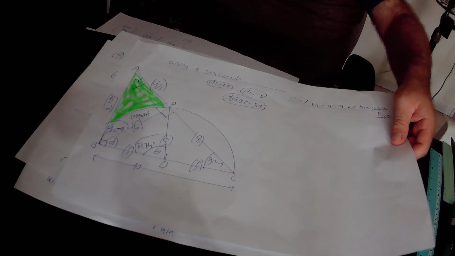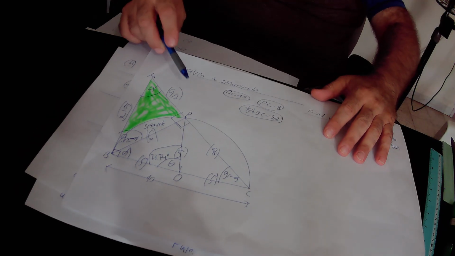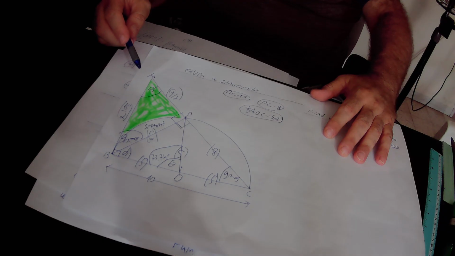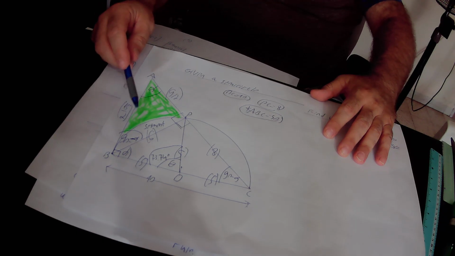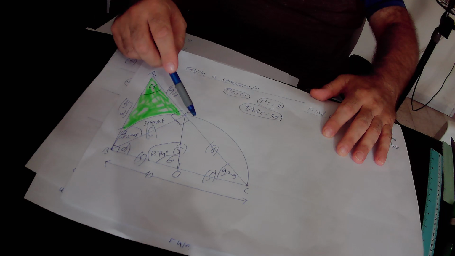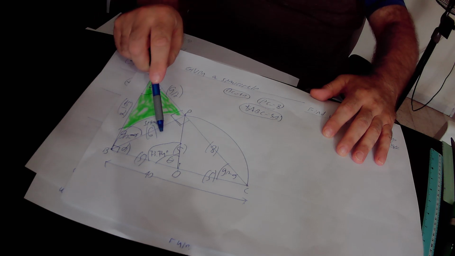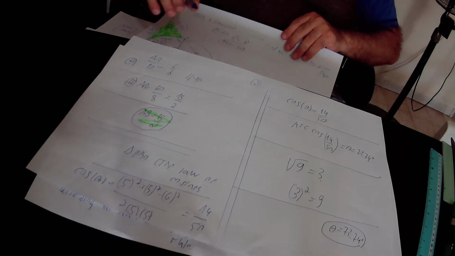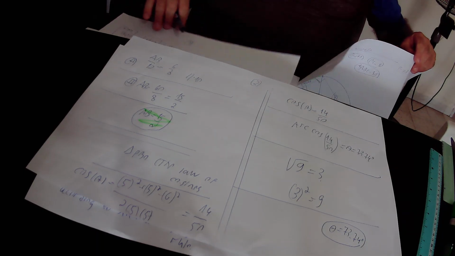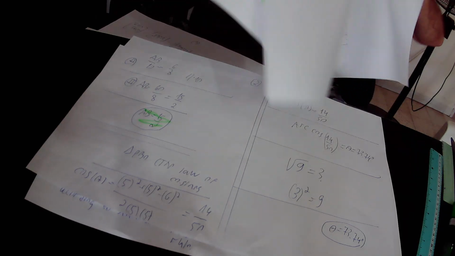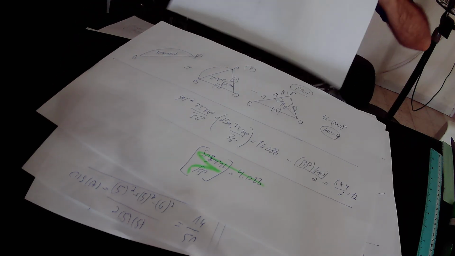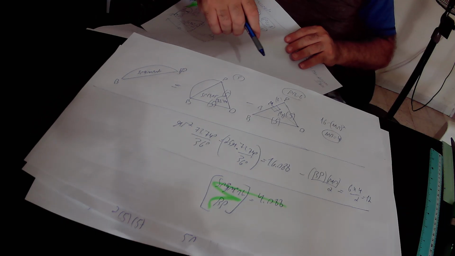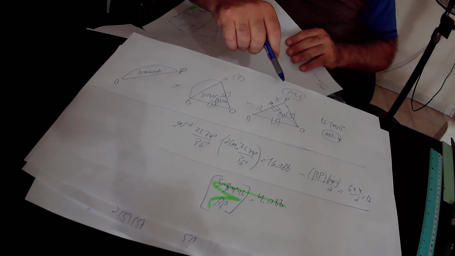Okay, so the next step, we find the area of this segment BP. From the drawings, it's very easy to see that the area of segment BP is equal to the area of sector BOP minus the area of triangle BOP. The area of segment BP is equal to the area of sector BOP minus the area of the associated triangle BOP.